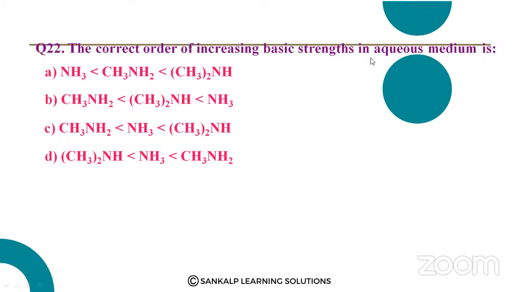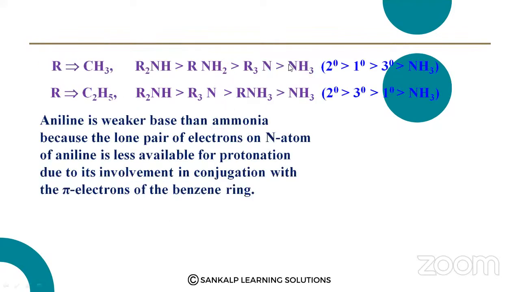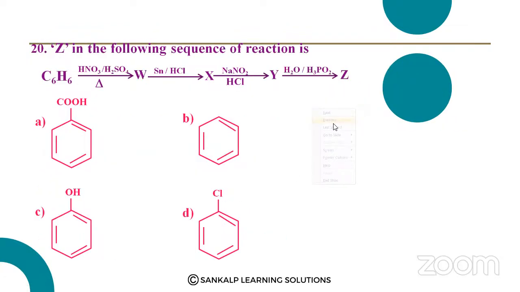The correct order of increasing basic strength in aqueous medium is: when you're talking about basic strength, they have given it like this. You can see that with the methyl alkyl group, secondary is greater than primary is greater than tertiary, and then ammonia. Then when you have the ethyl group, C2H5, secondary is more than tertiary, tertiary is more than primary, and primary is more than ammonia. Based on this, you can answer this particular question.